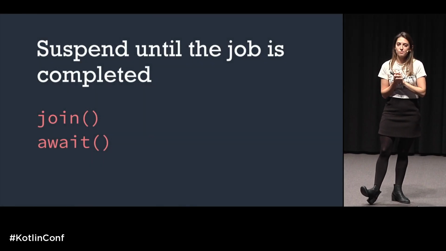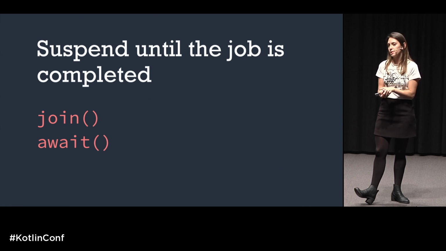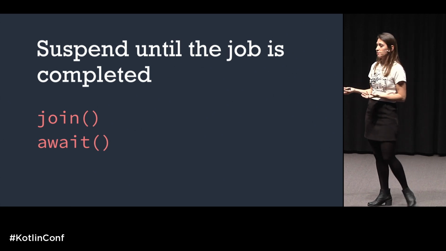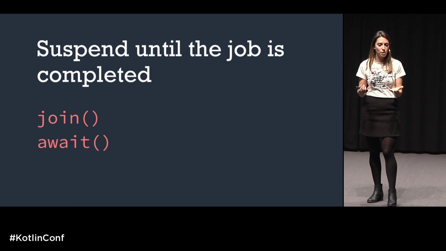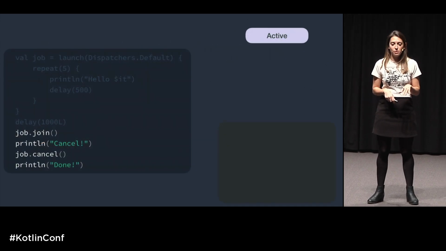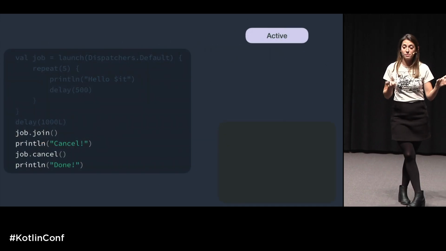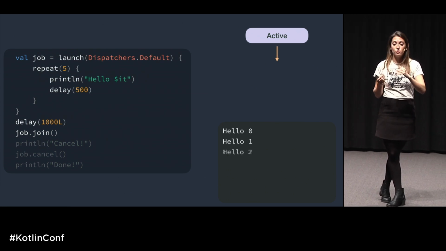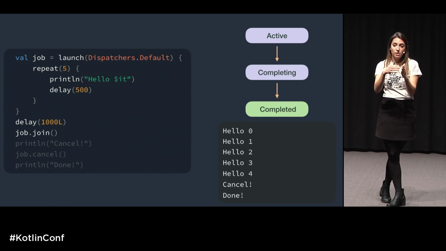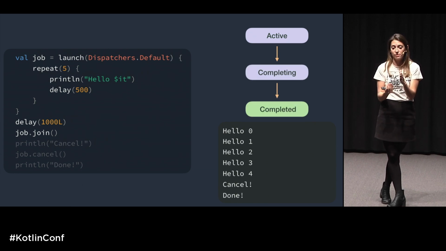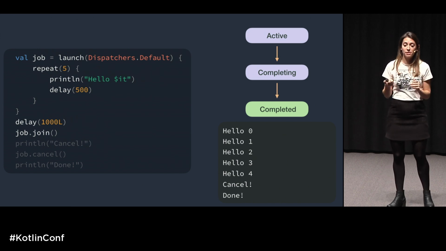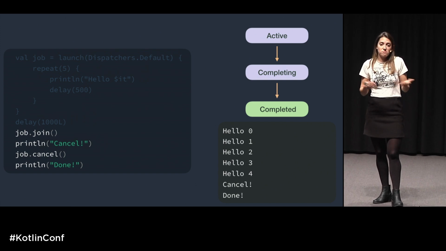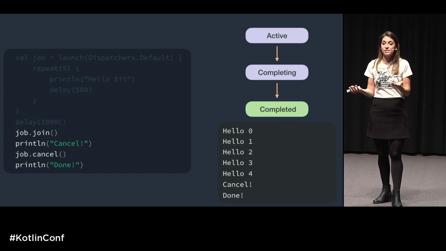So let's say that we want to suspend until the job is completed. For this, we know we could use join if we're using jobs, or we could use await for deferred. But how do these actually work? So we know that join will block the running. This means that we're in the active state, and join will just make us block there until the entire coroutine job is finished. And only afterwards, we're getting in the completed state. And even if we're calling cancel, the coroutine has already completed, so it doesn't have any effect.